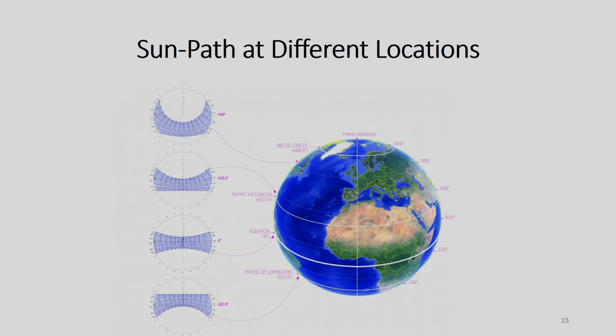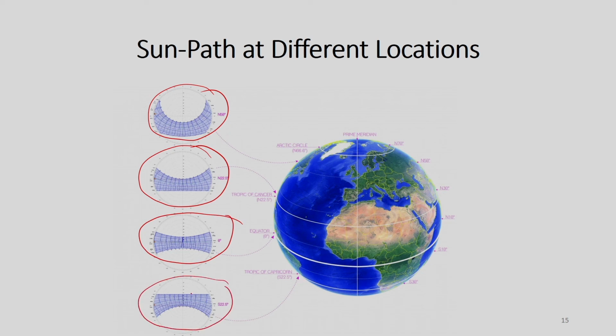See what happens. Different sun path diagrams can be seen if the location varies. For example, if we consider the Arctic circle, the variation will be something like this, and for the Tropic of Cancer, the sun path diagram will be something like this, and for the equator it is somewhat symmetrical. And for the Tropic of Capricorn, it will be something like this. So, the sun path diagram will be different for different locations. That is what we have shown here. This is very important for design and for solar equipment installation.